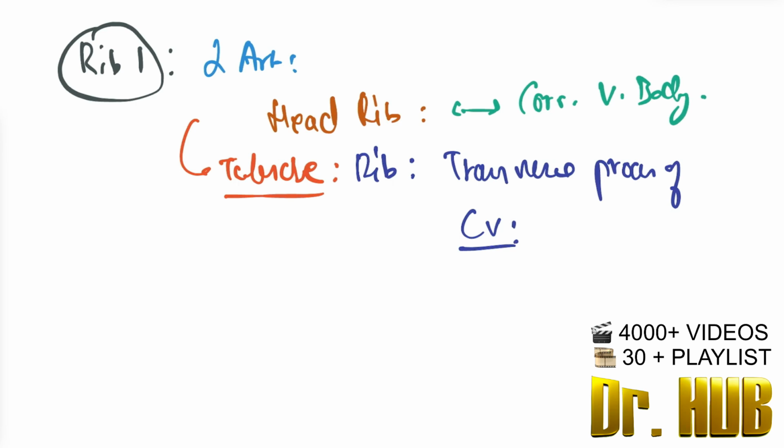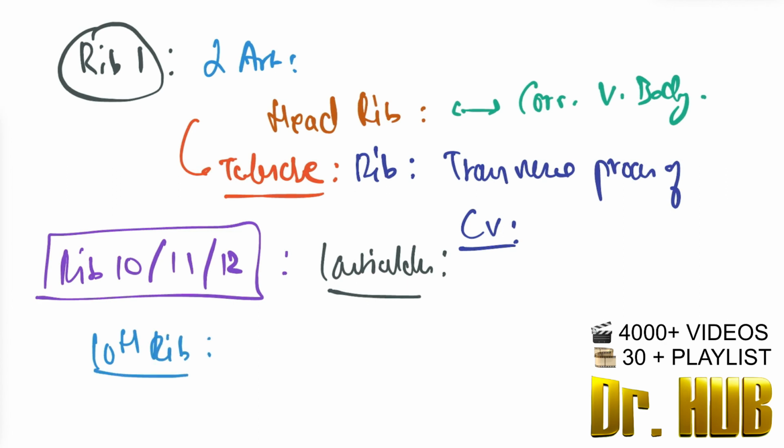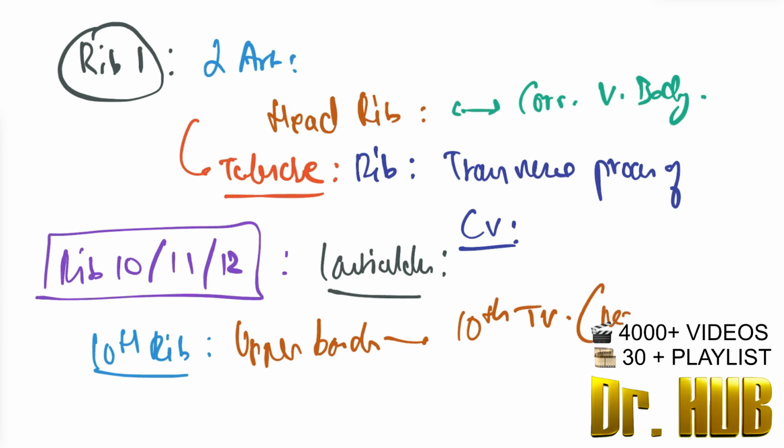Then we look at ribs 10, 11 and 12. Ribs 10, 11, 12 have one articulation each. If you look at the 10th rib, it articulates with the upper border of the 10th thoracic vertebra, writing it as TV, near its pedicle.